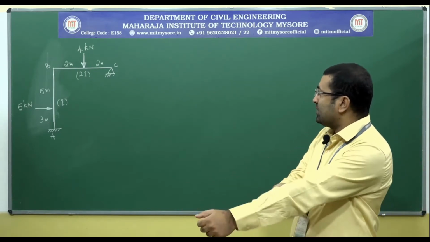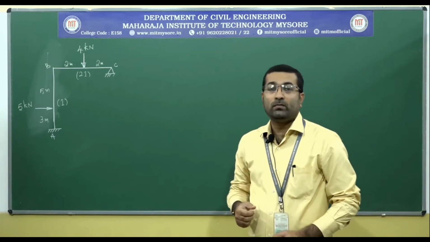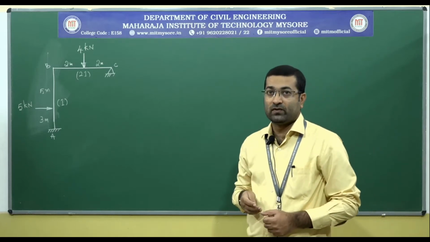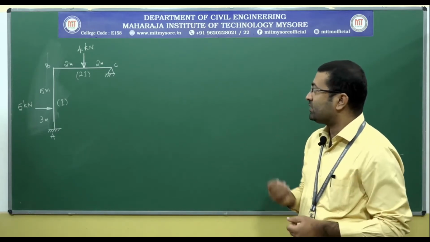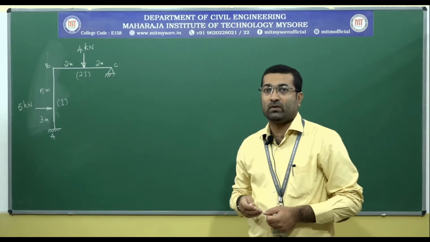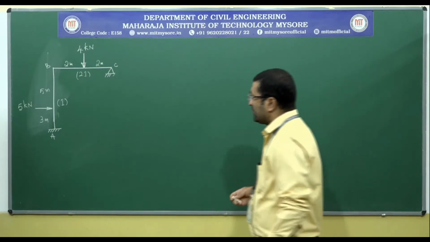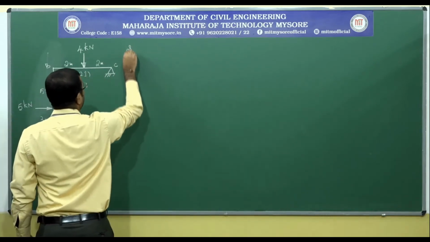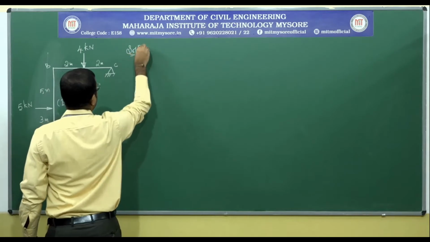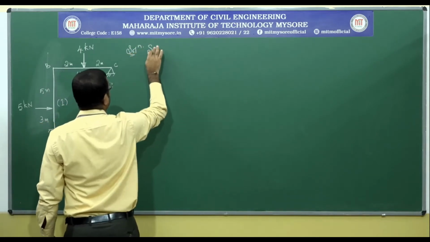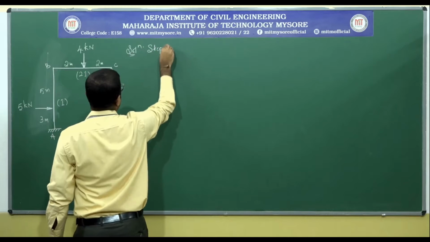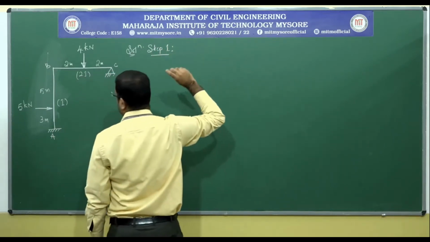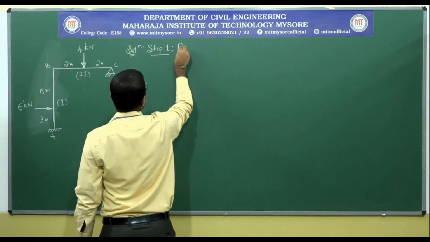So what we need to do here is impose the slope deflection method to calculate the bending moment and shear force values. Using those values, we need to draw the shear force and bending moment diagram. Okay, so let me start with the steps. As usual, our steps will remain the same, that is, the first step is estimating the fixed end moments.